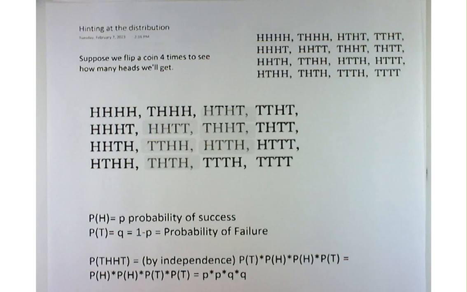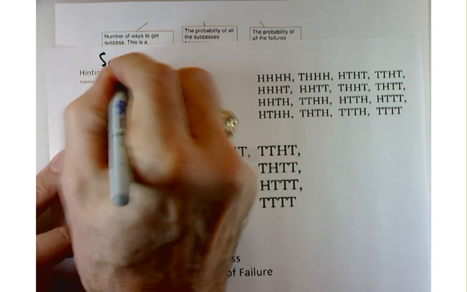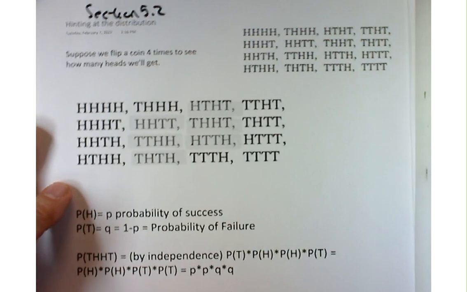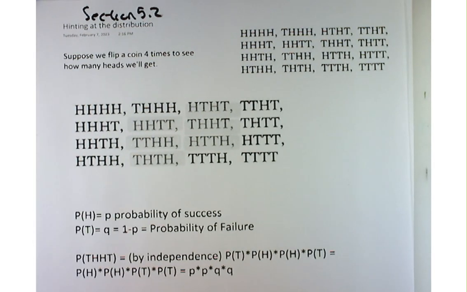So section 5.2 is going to discuss binomial probabilities. Section 5.2. And I'm going to get started here with something. This is not on your handout, and it's not something you need to really copy. I just want to motivate the definition and what's going on here.